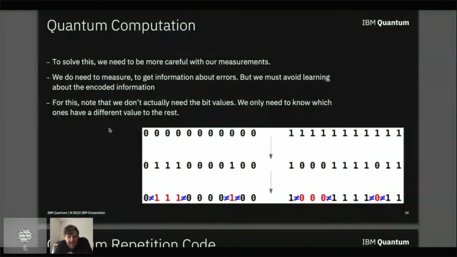So yeah, we do need to measure, but we have to avoid learning about the encoded information. So let's look at an example where we have here a repetition code with 1, 2, 3, 4, 5, 6, 7, 8, 9, 10, 11 repetitions. So if we encoded a 0, it would be this series of 11 zeros. If we encoded a 1, it would be this series of 11 ones.